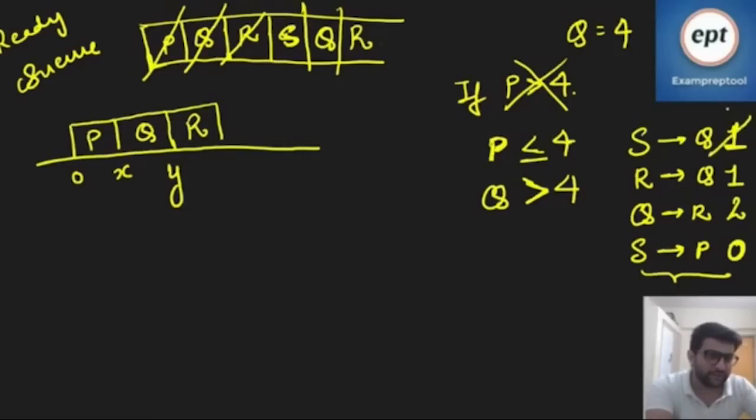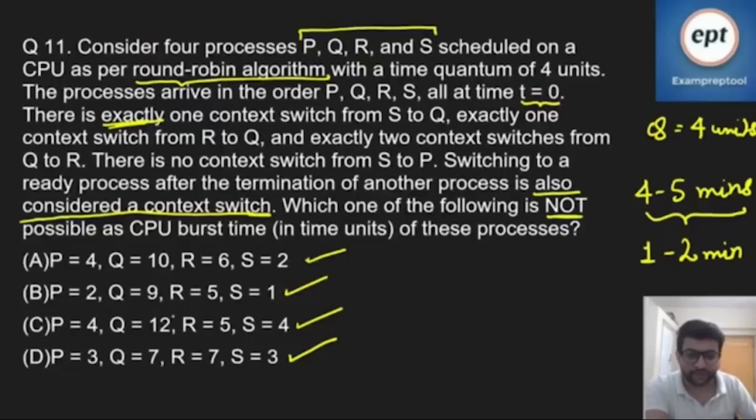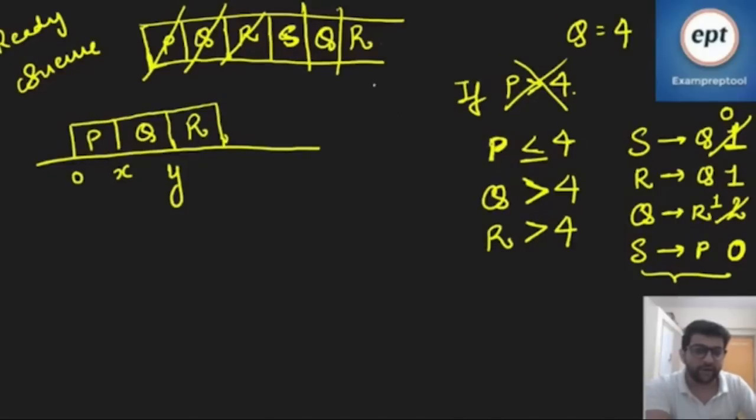So we will just make it 0. And again, Q to R is also handled, so we'll make it 1. Now, the process R is again pushed in the ready queue, it means that the burst time of process R is greater than 4. So let's just try to eliminate the option. Again, all the options have burst time greater than 4, right? So we cannot eliminate the option.